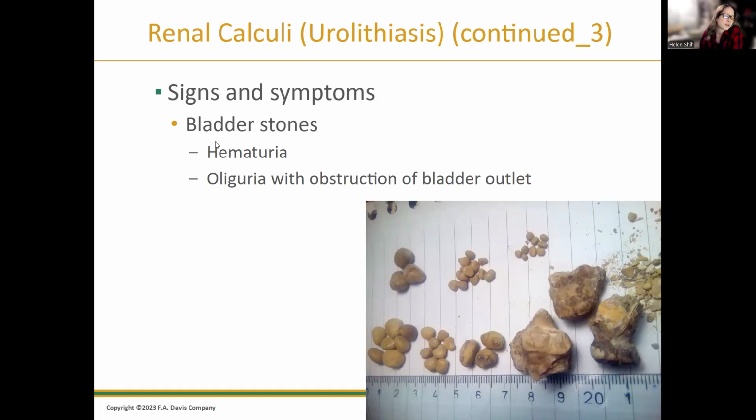So, signs and symptoms, if the stones are located in the bladder, there's generally going to be hematuria as well. And there could be oliguria, which is low urine output, because of the obstruction of the bladder outlet.